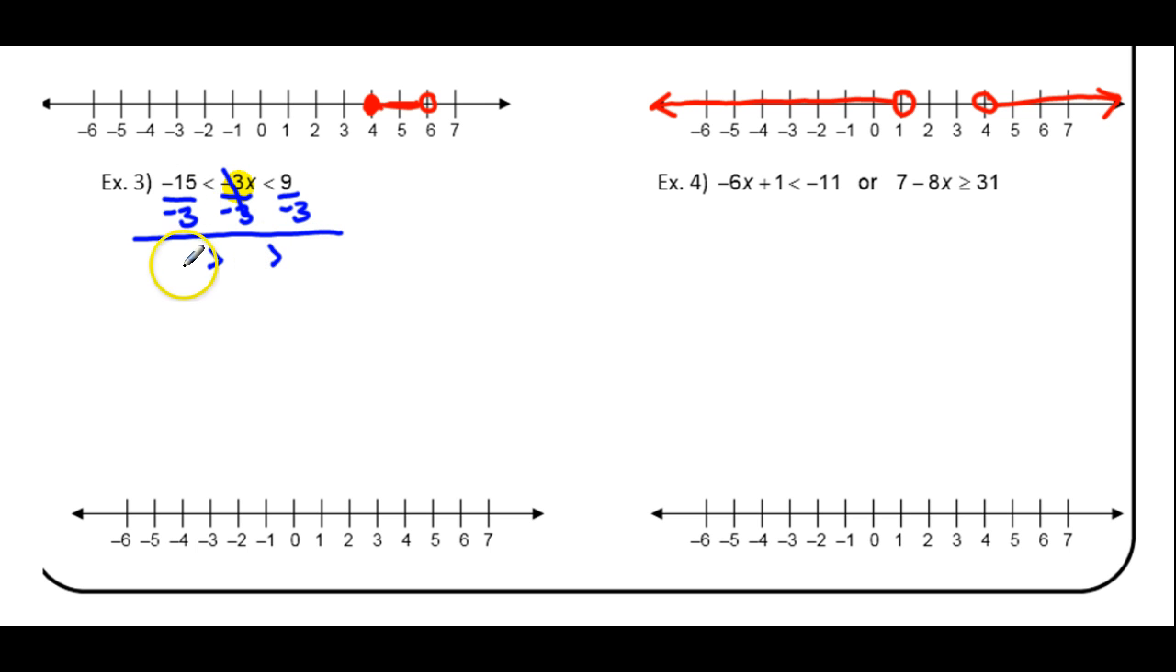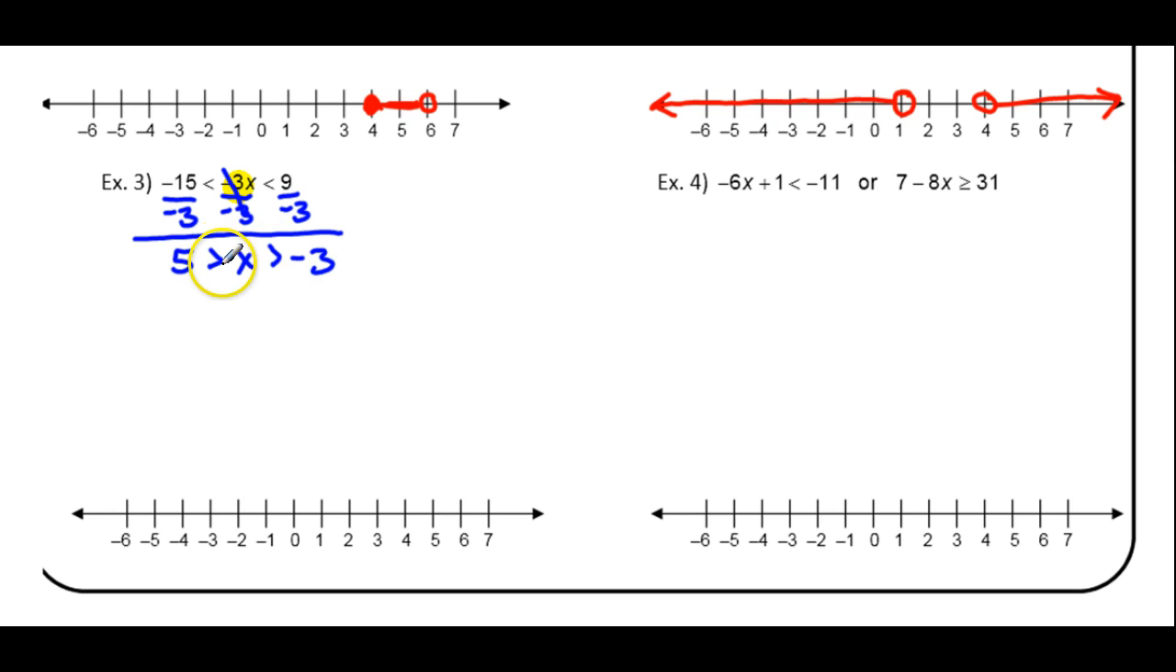Okay? Now let's simplify everything. Negative 15 divided by negative 3 is a positive 5. X is now by itself because we canceled out the negative 3's. 9 divided by negative 3 is negative 3. That's our final answer. Okay? That is our final answer.